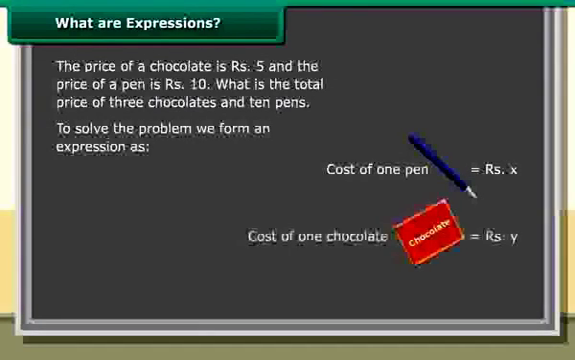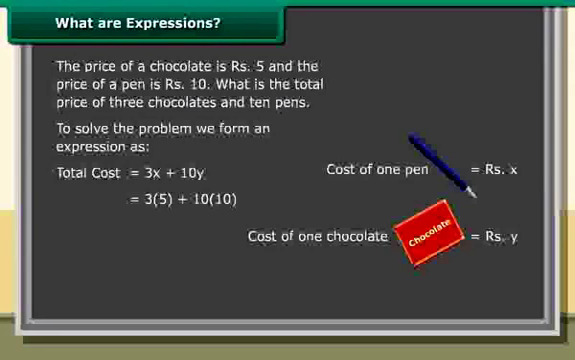Cost of 1 chocolate is equal to ₹Y. Cost of 3 chocolates is equal to ₹3Y. Cost of 10 pens is equal to ₹10X. Total cost is equal to 3X plus 10Y, which is equal to 3 into 5 plus 10 into 10, which is equal to 15 plus 100, which equals 115. Total cost is ₹115.